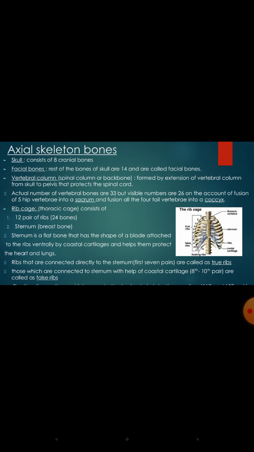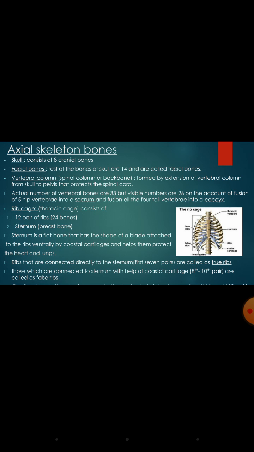The vertebral column, which is also known as the spinal cord or backbone, is formed by extension of the vertebral column from skull to pelvis, and it protects the spinal cord. The actual number of vertebral bones is 33, but the visible number is 26 on account of fusion of hip vertebrae into the sacrum and fusion of all 4 tail vertebrae into a coccyx.